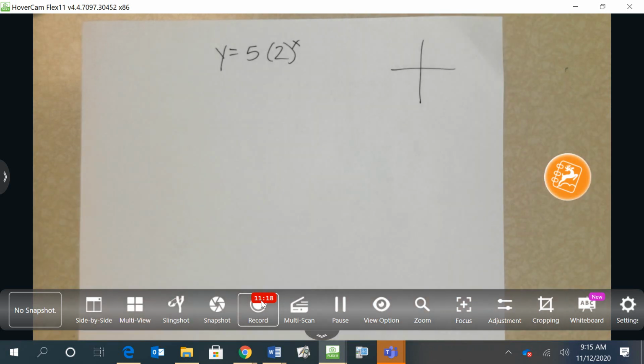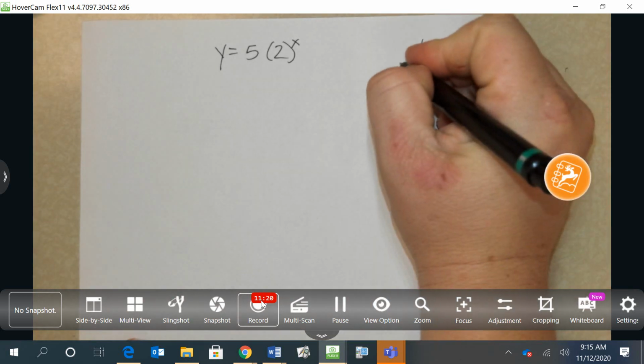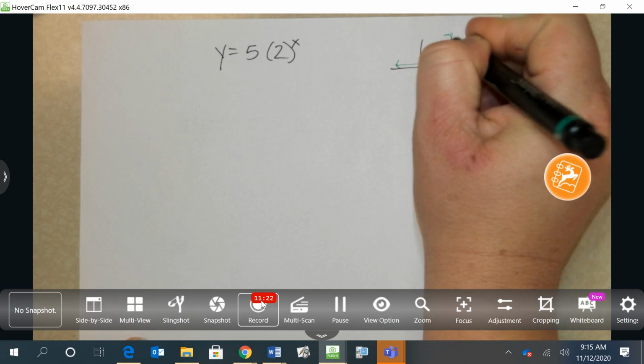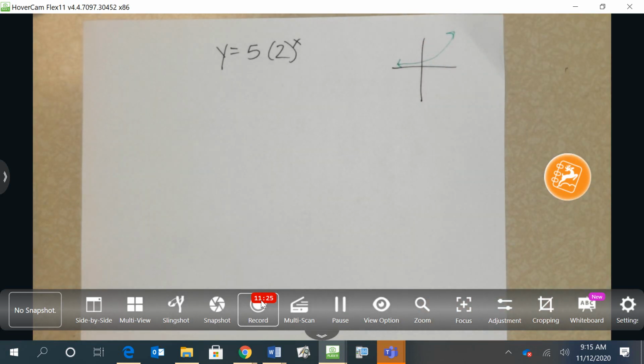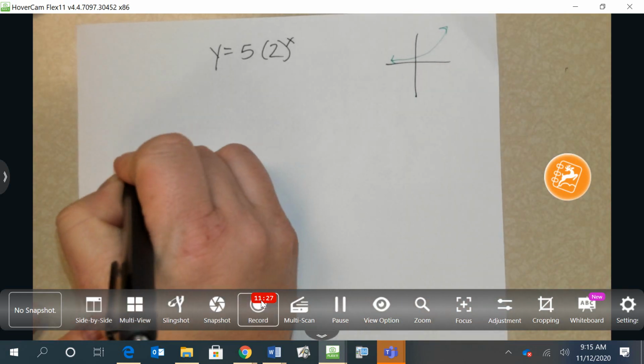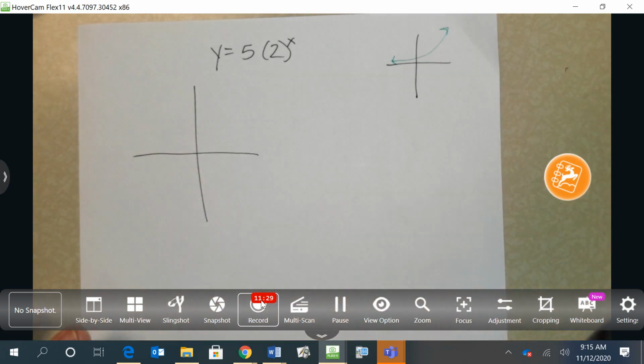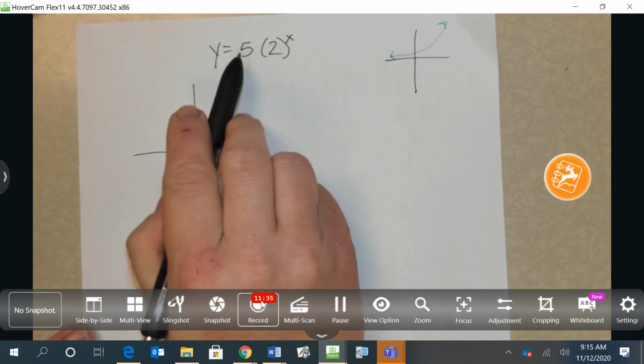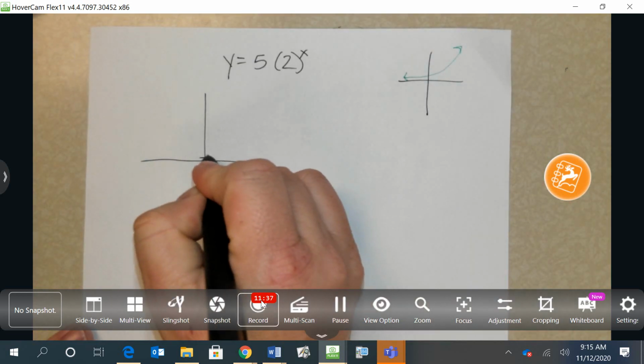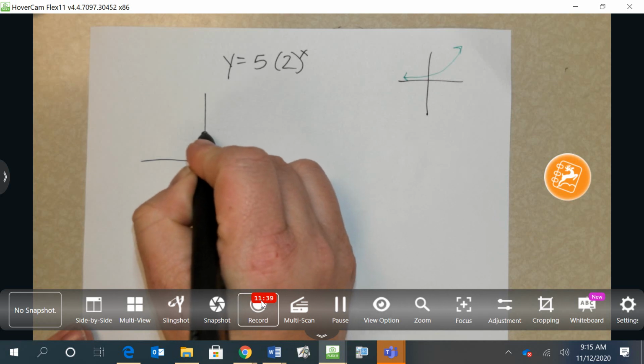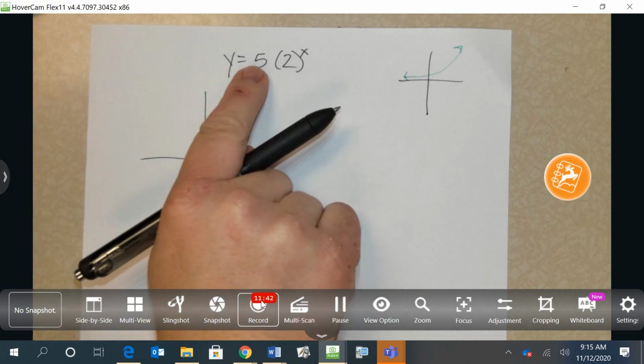Now what does growth look like? Growth looks like this. From left to right, it rises. So that's the basic shape I'm going to have. All right, let me draw a little graph here. Now how do we identify what the y-intercept is? Okay, y-intercept is right here at 5. 1, 2, 3, 4, 5. Okay, this is your y-intercept.